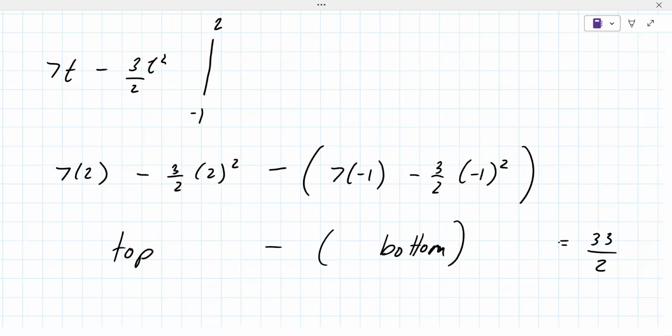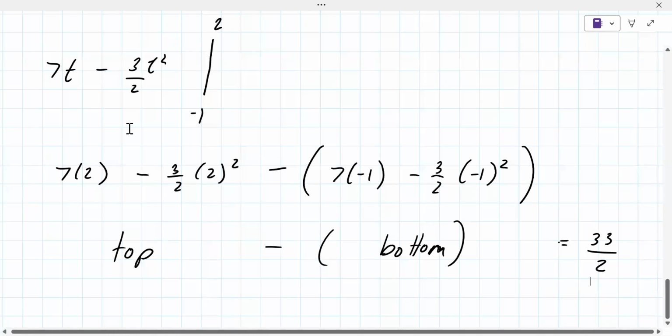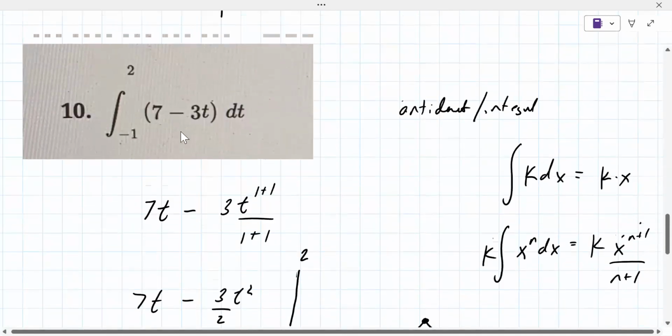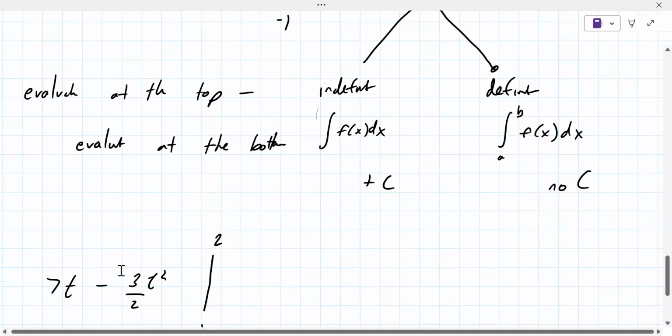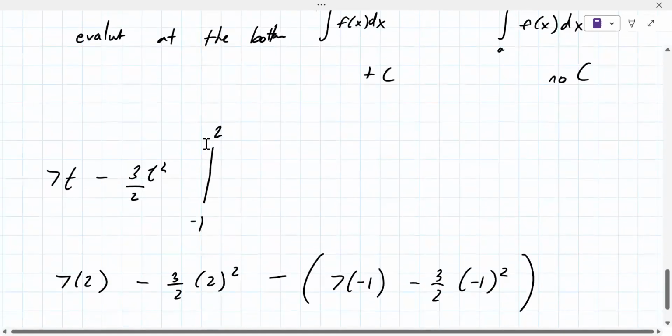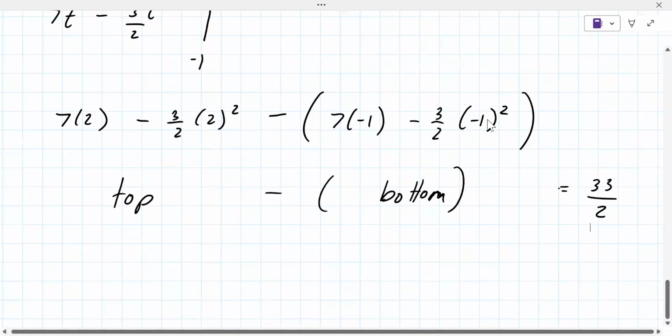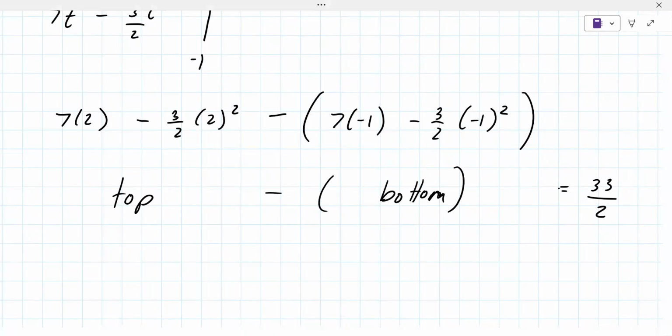Very good. Now, if you scour the internet, you'll find a way to do this on your calculator, and I can help you find those links. But you need to show the antiderivative, then you need to show that you're evaluating at the endpoints, and then if you want to go to your calculator, that's fine. But just make sure you show your work here. Okay, so let's go back.